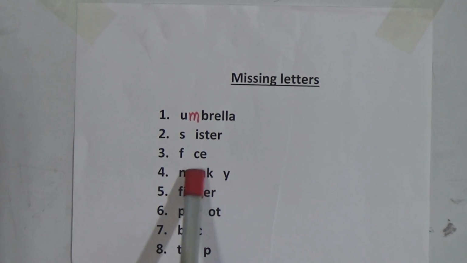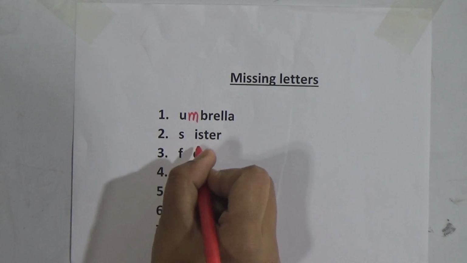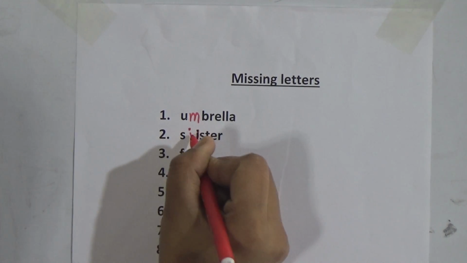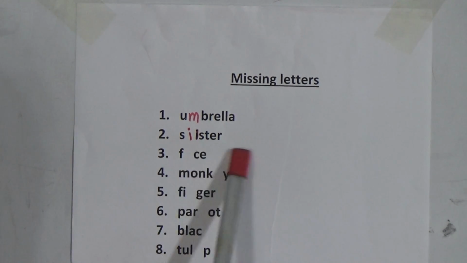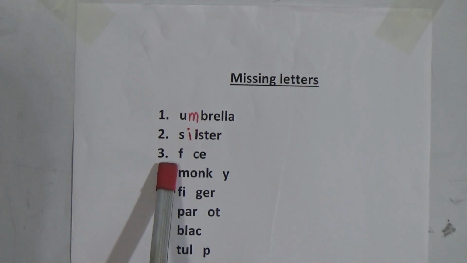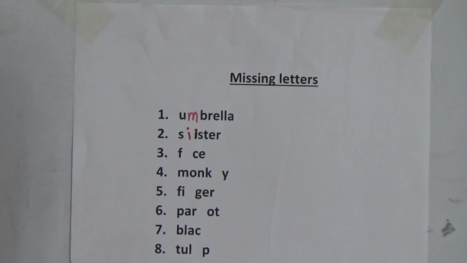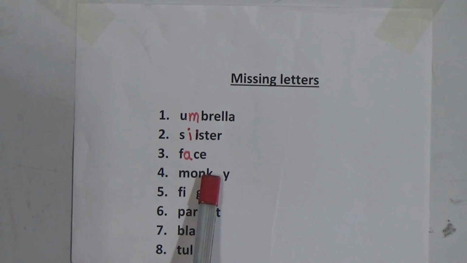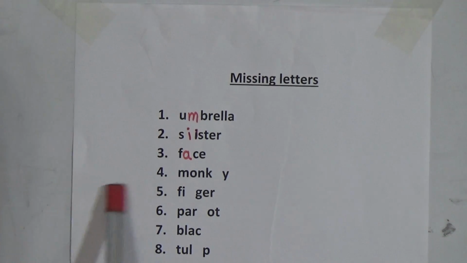Number 2, S dash ISTER. And what is the word here? Our answer is I. SISTER, sister. And number 3, F dash CE. What is the answer here? FACE, face. So our answer is A.